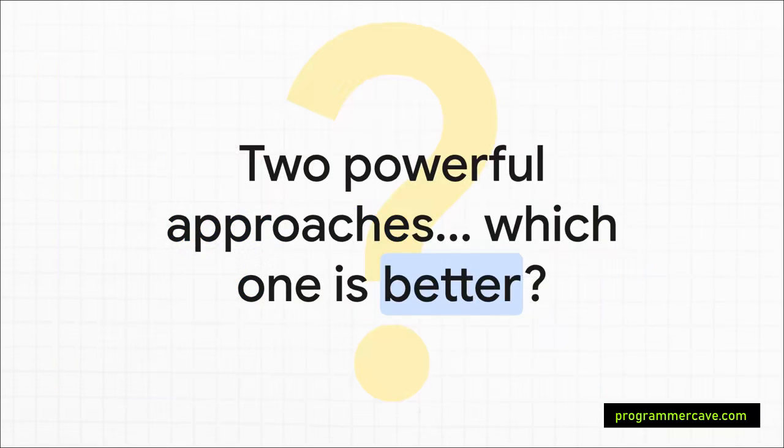So there we have it. Two really powerful ways of thinking. One looks at the what, the content itself. The other looks at the who, the behavior of the crowd. So, which one is better? Which one should we build into our system?